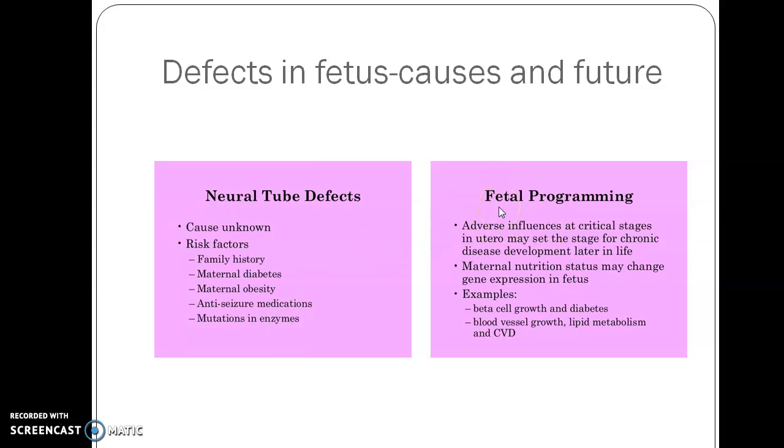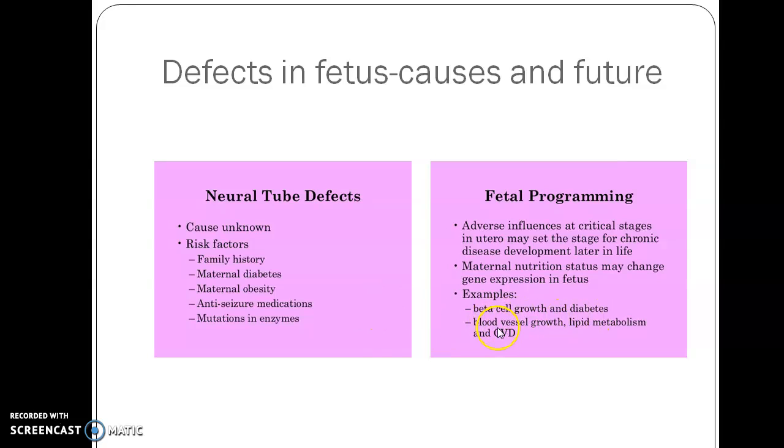Now it will adversely affect the future condition of the fetus also, because it will lead to fetal programming. Adverse influences in the critical stage in utero can set up the stage for chronic disease development later in the life of the baby. That is, maternal nutrition status may even change the gene expression in the fetus. The fetus may have a tendency for impaired beta cell growth, and will be prone to develop diabetes in a later stage of life.